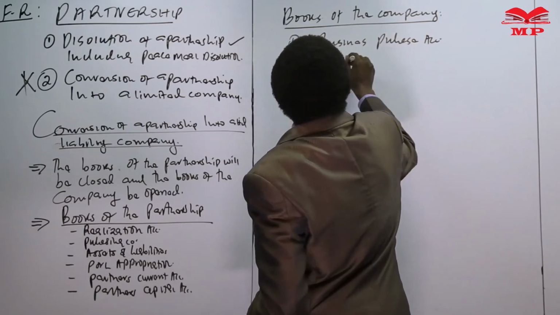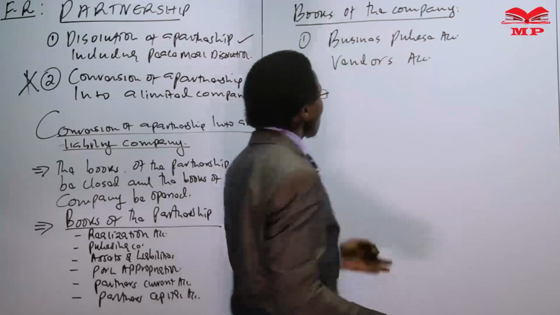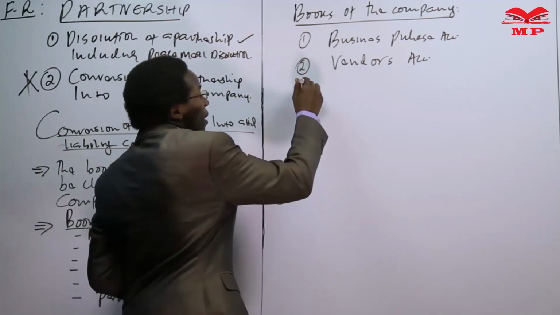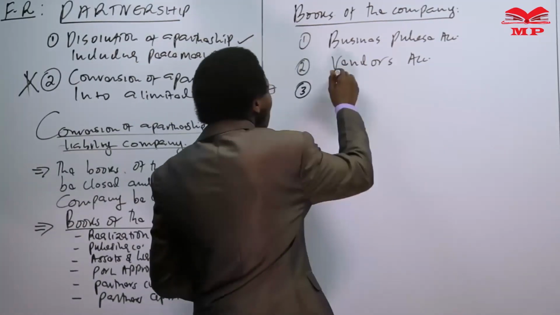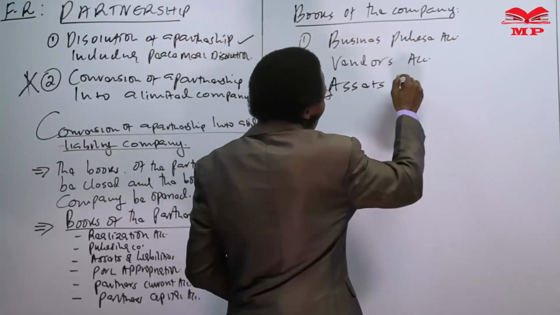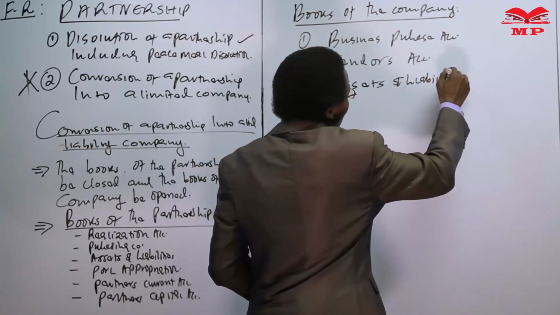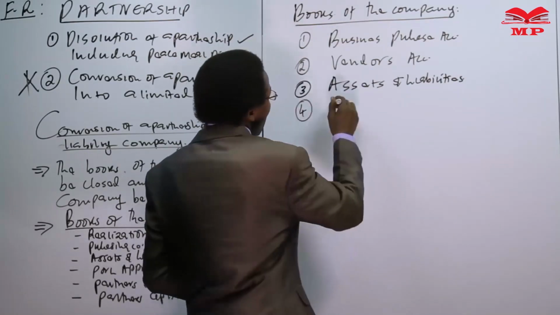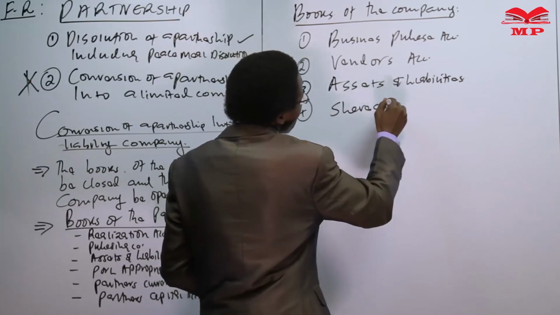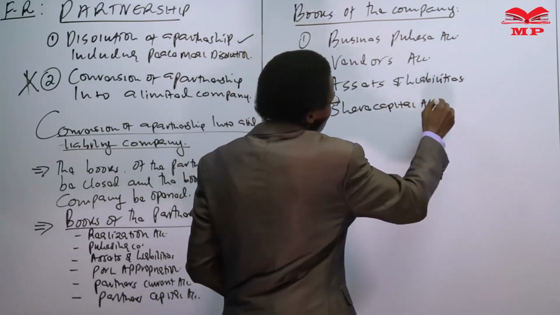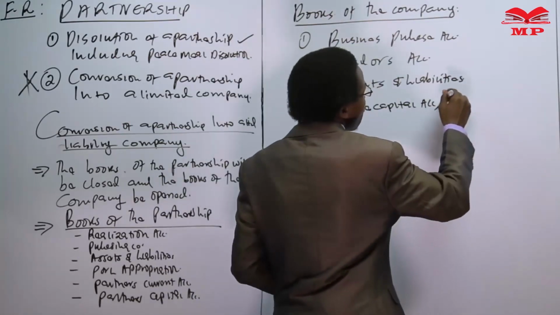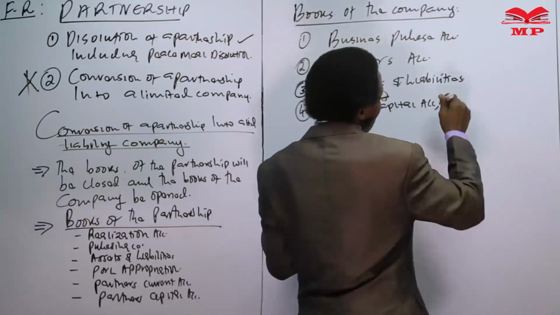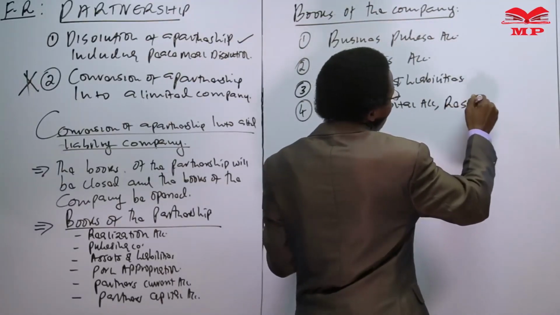Will be the vendor's account. Vendors, now this is the vendor account that is prepared for those who are actually selling the business. Number three item is just the obvious assets and liabilities accounts. Number four, being a company, will have the share capital account. We'll have the preference share capital. We'll have reserves, the reserves account.